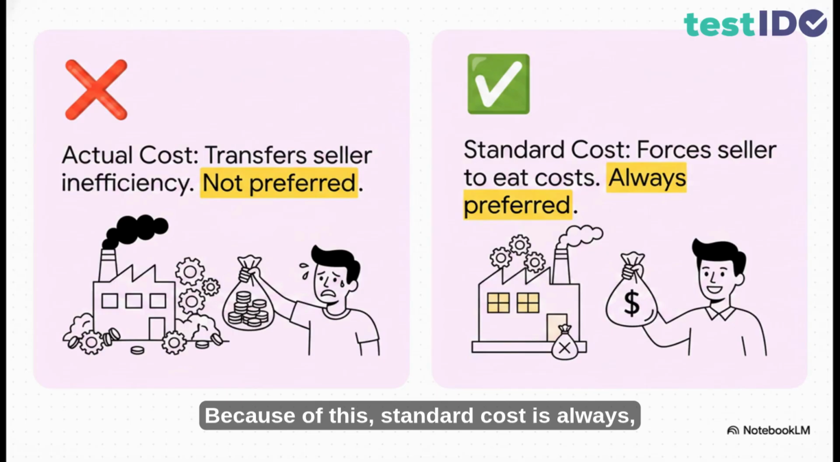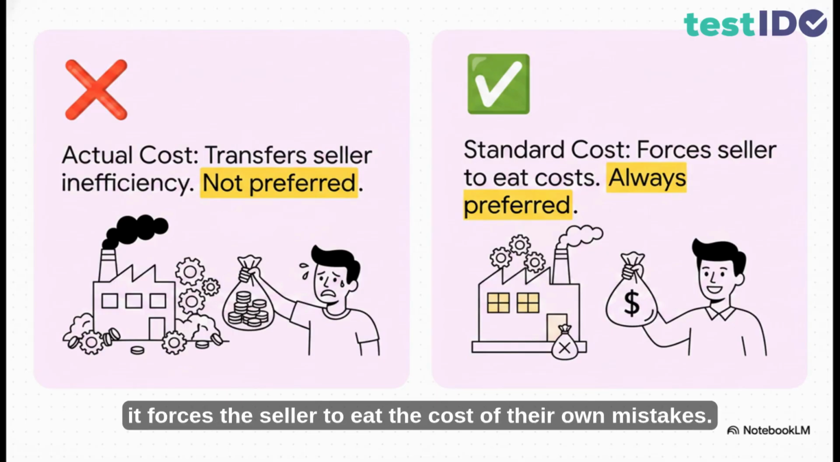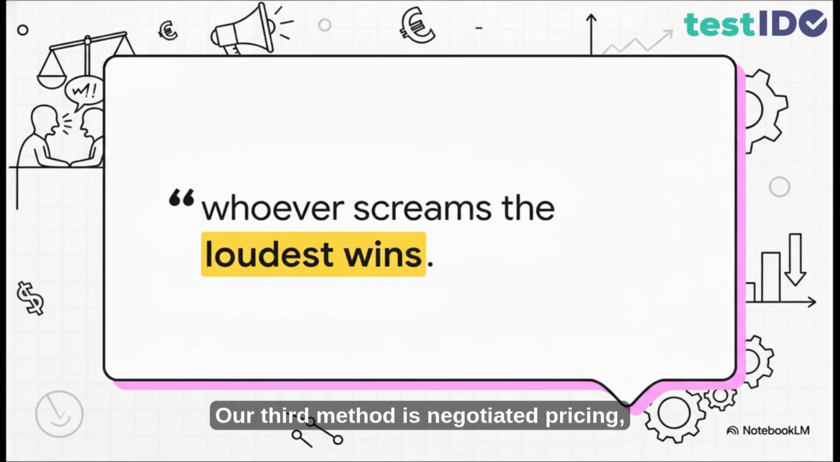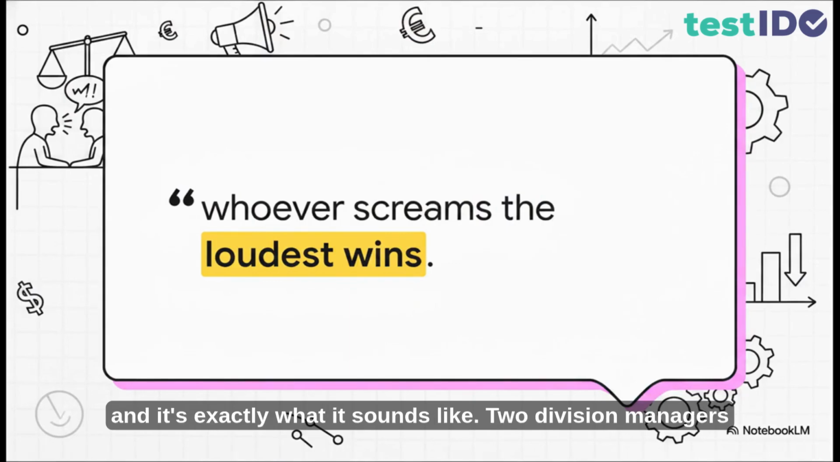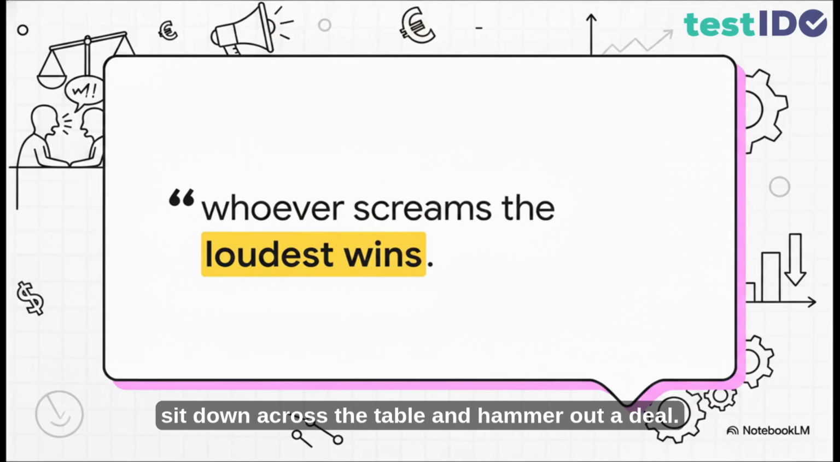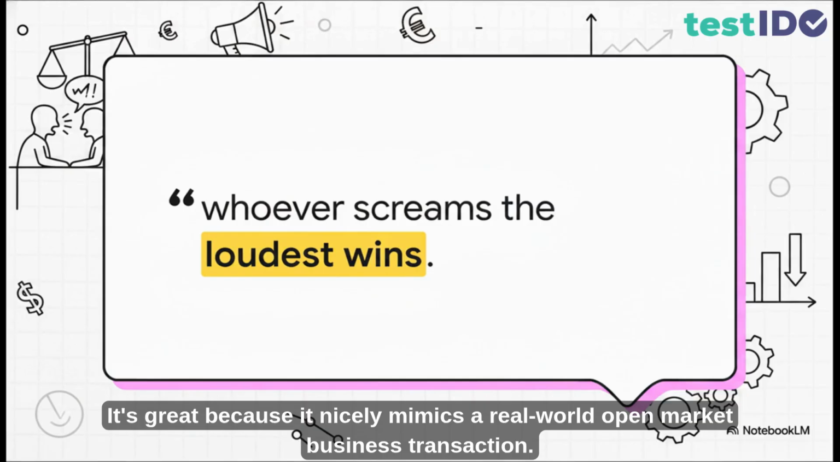Because of this, standard cost is always preferred over actual cost because it forces the seller to eat the cost of their own mistakes. Our third method is negotiated pricing, and it's exactly what it sounds like. The 2 division managers sit down across the table and hammer out a deal. We use this when no clear outside market price exists. It's great because it nicely mimics a real-world open market business transaction.